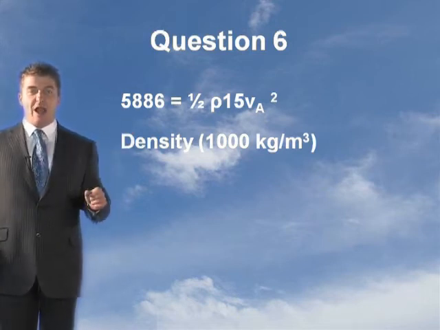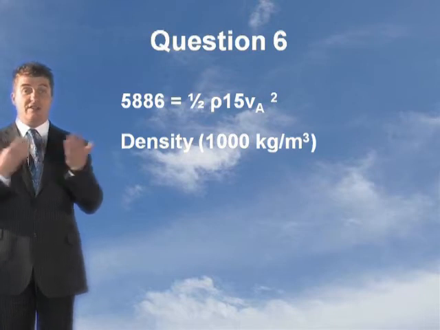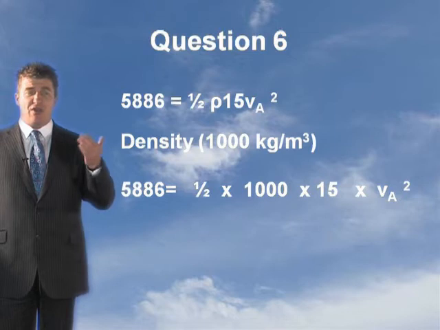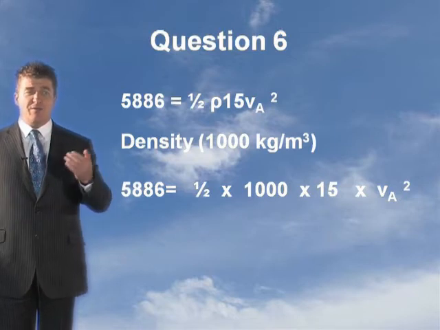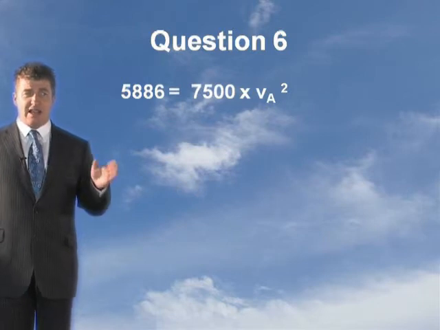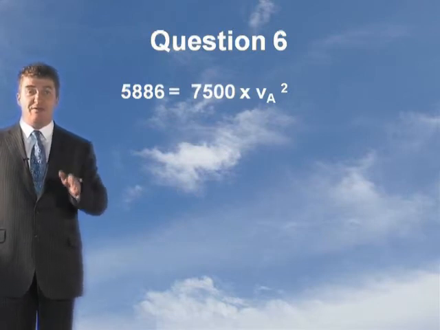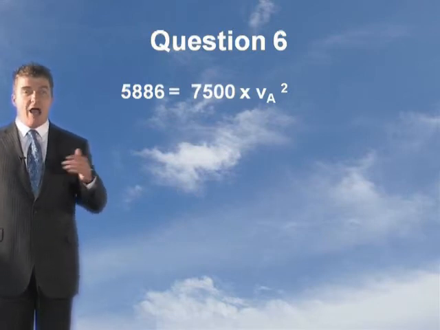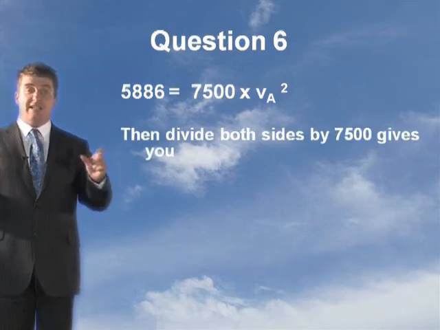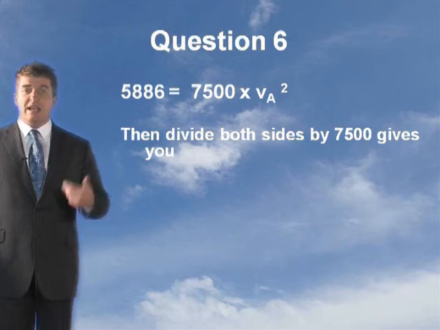What you've got to do now is get rid of everything attached to the velocity. Everything. So, substituting the density gives you 1,000. Yeah, you've got your 15, so multiply it out gives you 5886 equals 7,500 times VA squared. How do you get rid of the 7,500? Well, you divide both sides by 7,500. Gives you this.